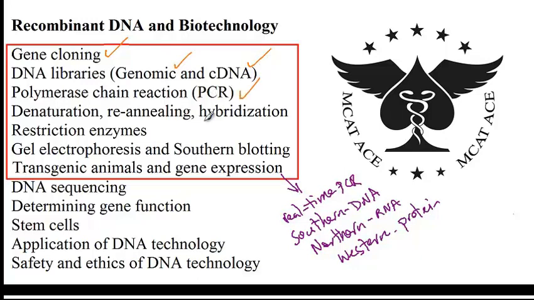We explained different reactions of PCR, denaturation, re-annealing, and hybridization. We described the function of the restriction enzymes. We described Southern blot, real-time PCR, Northern and Western blot, and then we've also discussed how to create different transgenic animals like mice or fruit flies.